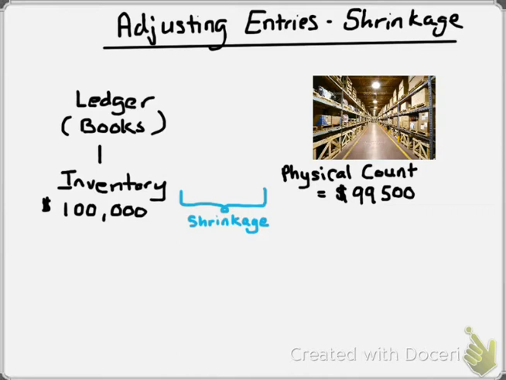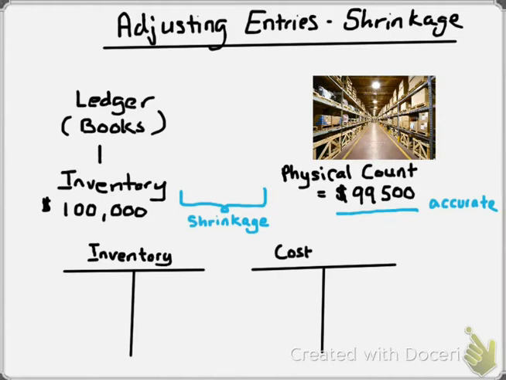And just like supplies, if you remember a while back we did an adjusting entry for supplies, inventory shrinkage also needs an adjusting entry. Our accurate count is the physical count of $99,500. So we need to make sure that we bring the T account balance in our inventory down to that physical count amount. So let's take a look at our inventory account. We have a balance of $100,000. The normal balance of inventory is debit, so we're going to show it as $100,000 debit here. But our actual amount of inventory is $99,500. So we need to bring down this balance to $99,500.